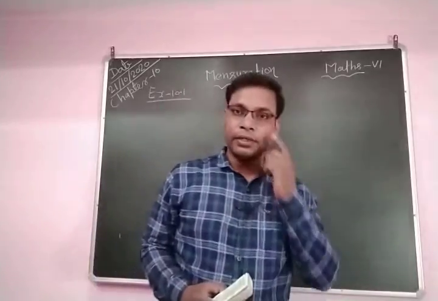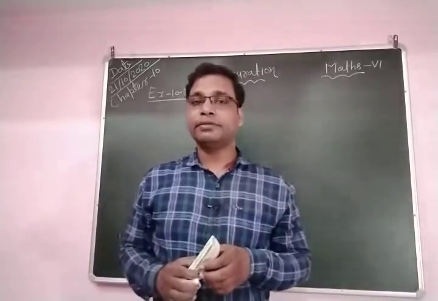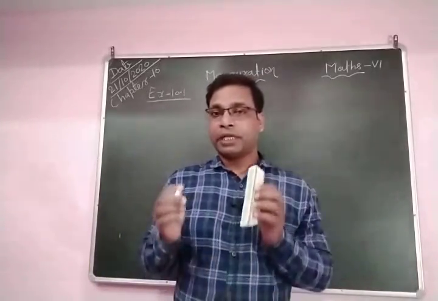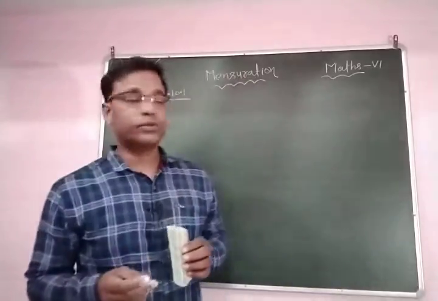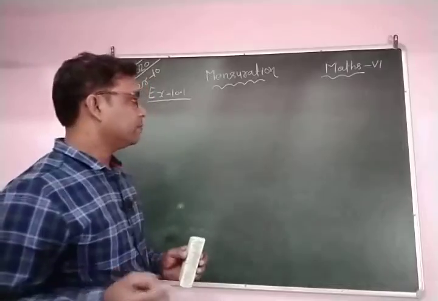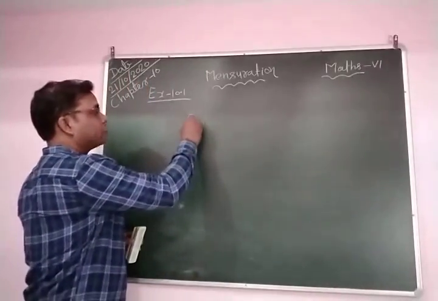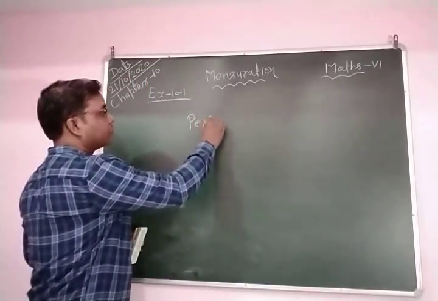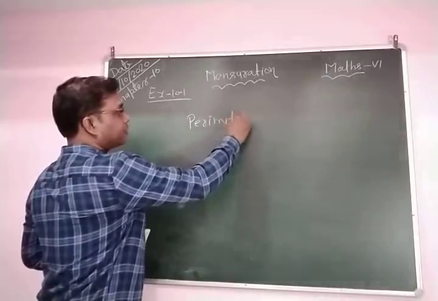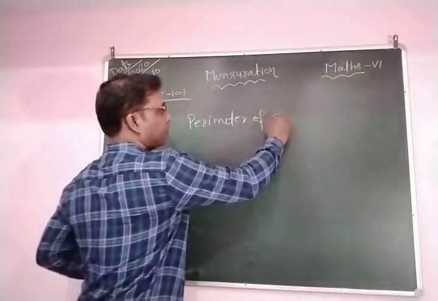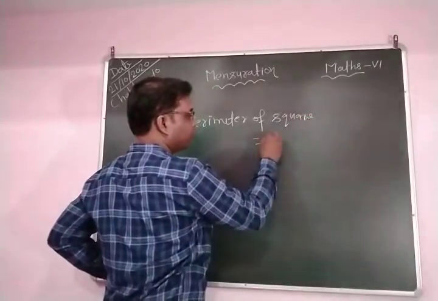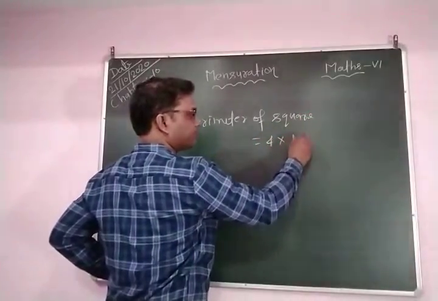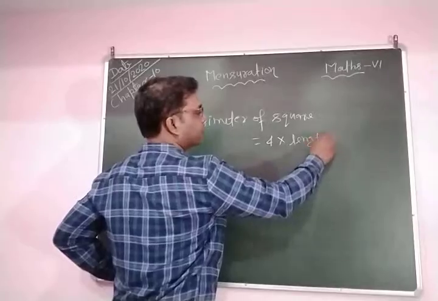In the case of square, we know very well the perimeter of square is equal to 4 into length of side. So here, first write perimeter of square. Perimeter of square, this is equal to 4 into length of side.